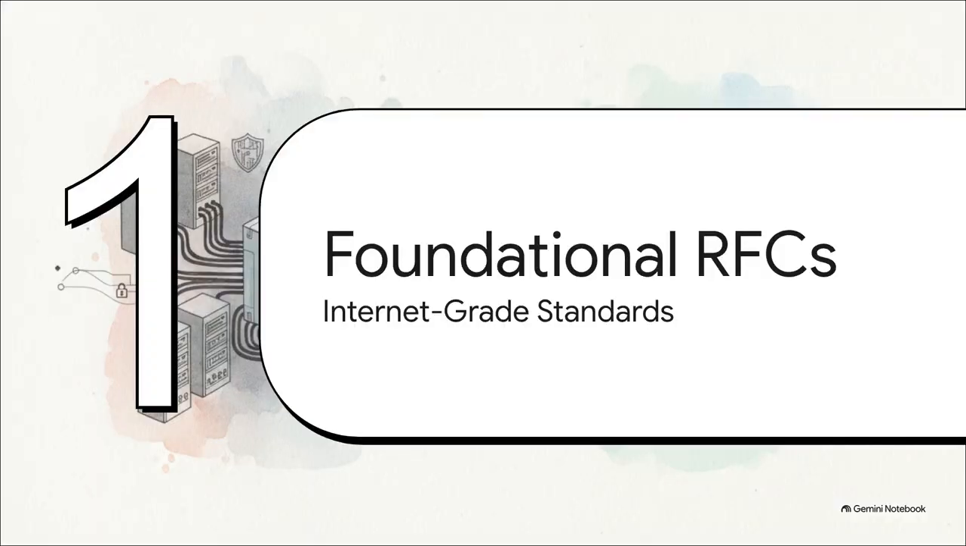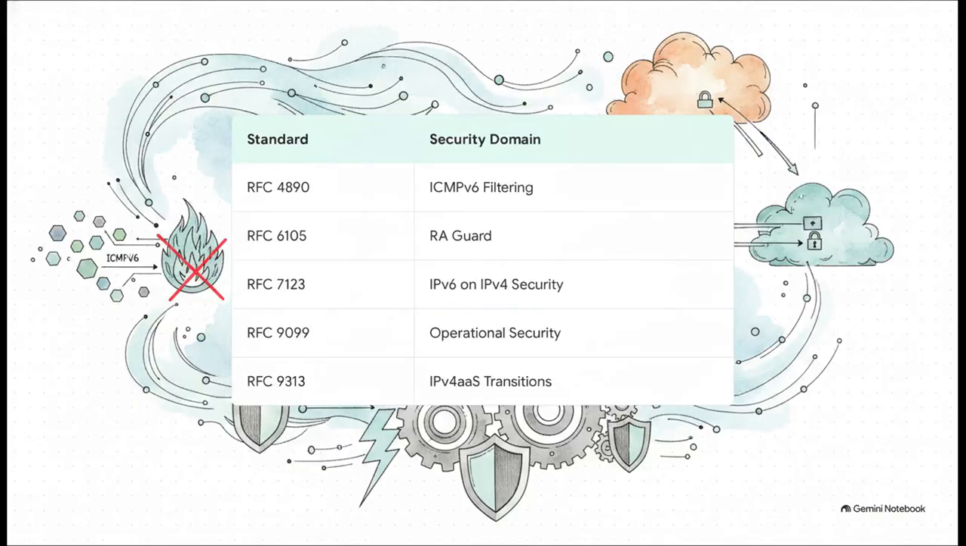And finally, Section 5, Foundational RFC References, the Internet-Grade Standard. I actually highly recommend grabbing a quick screenshot of this matrix right now. It maps out the exact RFCs your architecture must align with to survive a rigorous security audit. So you've got RFC 4890, which dictates exactly how you should be filtering ICMPv6 messages in your firewalls.